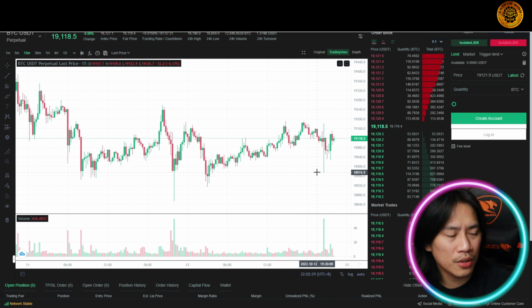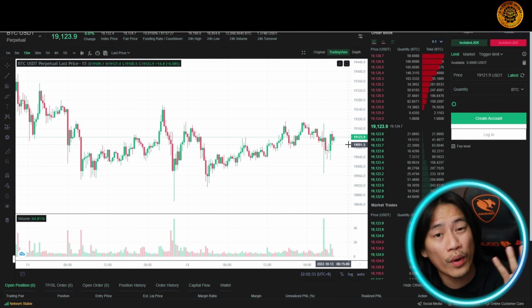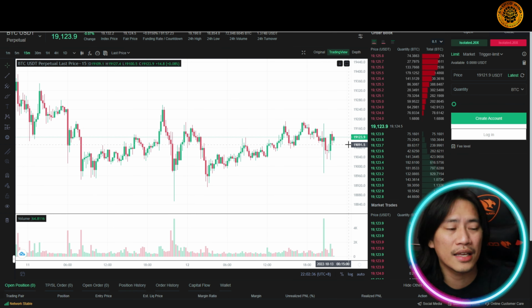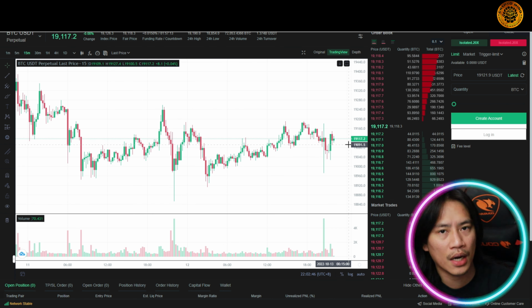The higher the multiplier is, the higher you could get the winnings, but also the higher the percentage of you being liquidated or zeroed out real quick. So be careful with that. Be very, very, very careful with that.